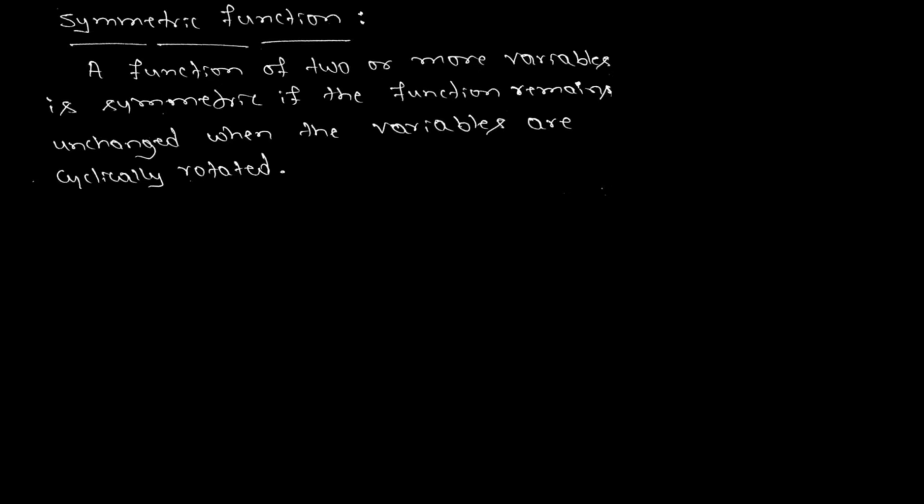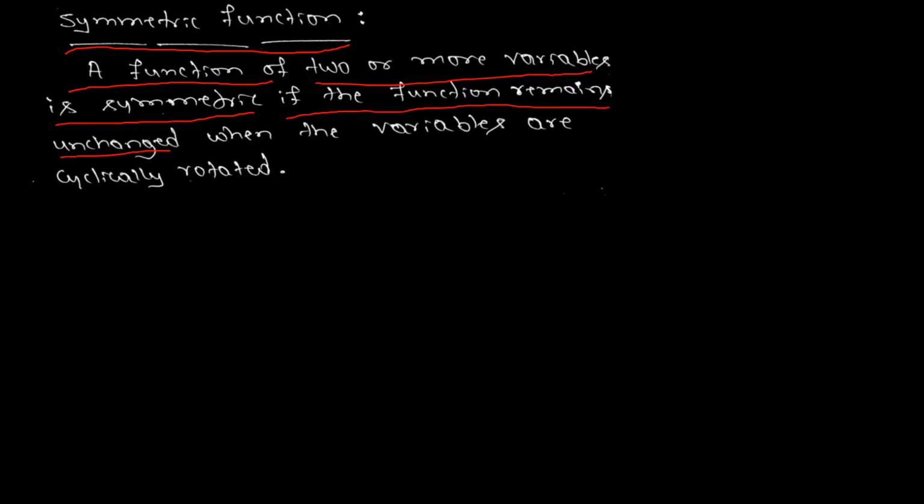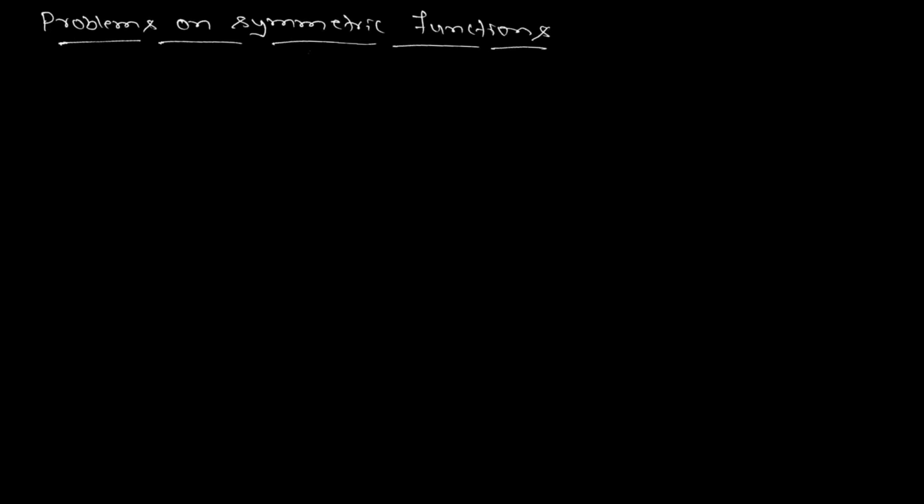Let us see symmetric function. A function of two or more variables is symmetric if the function remains unchanged when the variables are cyclically rotated. So this is the definition for symmetric function. Let us take one problem on symmetric function and solve. Problems on symmetric functions.